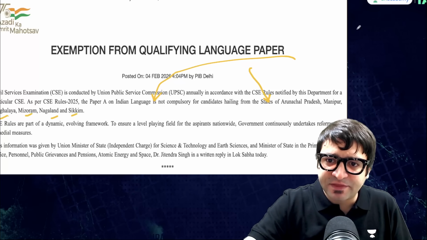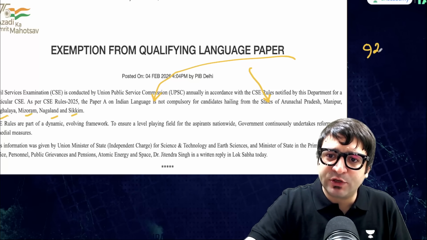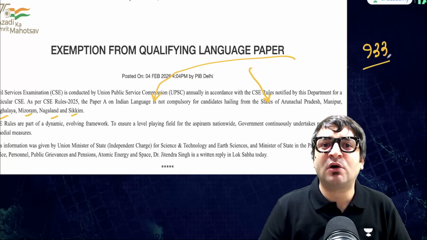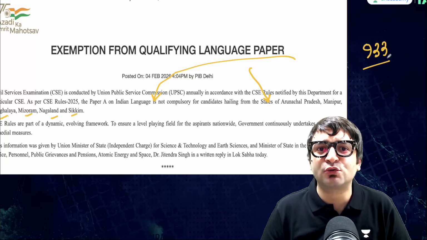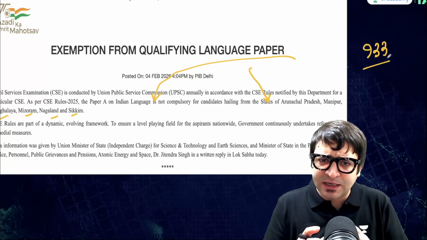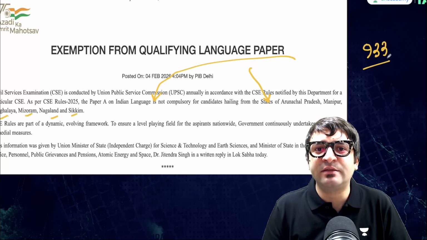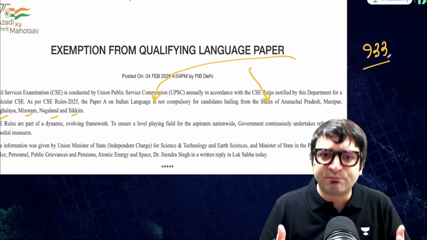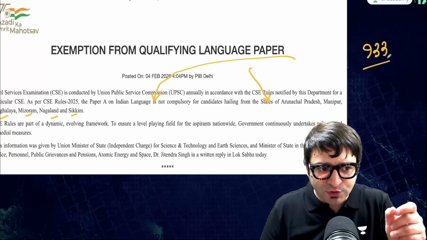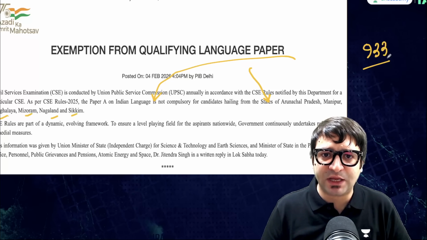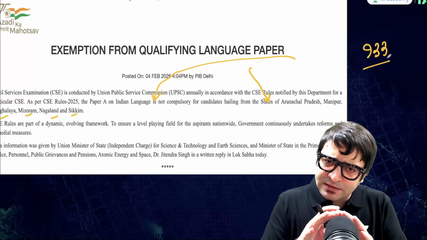It is not compulsory for you. And as things stand today, there are going to be 933 odd vacancies for CSE 2026. This final number may change, but as of now, it is 933. These are the important details that are provided in the UPSC notification released today.